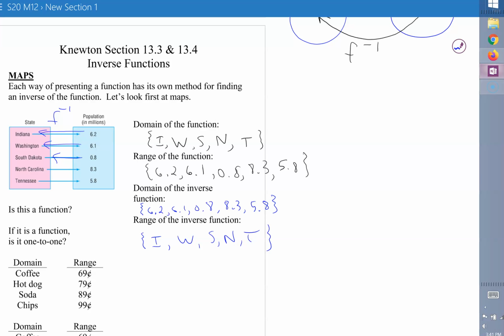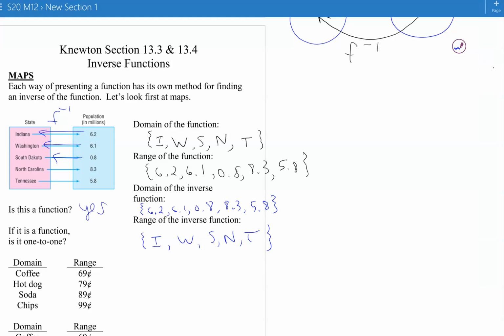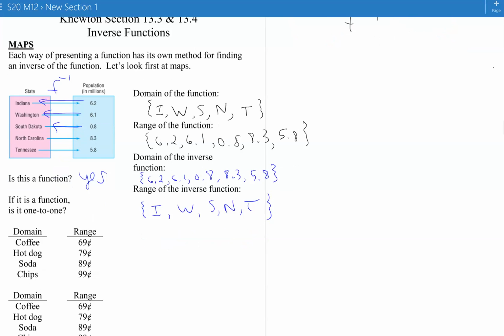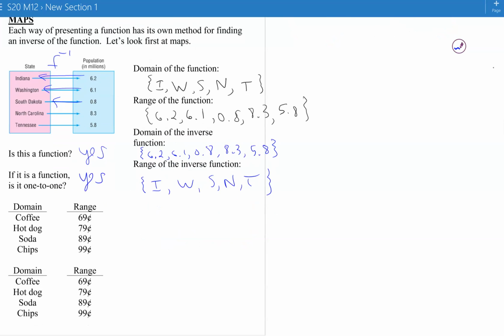Okay, so we left off at looking at maps of functions and noticing that making the arrows go the other direction is how you represent the inverse function. So is this a function? Yes, it's clear that each state has a population number associated with it. And then is it one-to-one? And it is, because none of the population numbers for these states is the same.